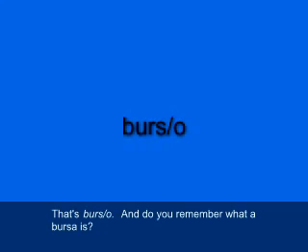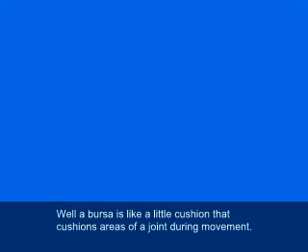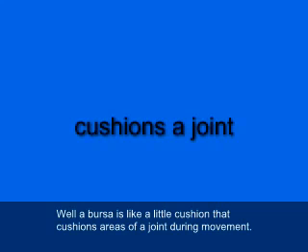That's burso. B-U-R-S/O. And do you remember what a bursa is? Well, bursa is like a little cushion that cushions areas of a joint during movement. Okay, what is the combining form that refers to the ribs? That's costo.